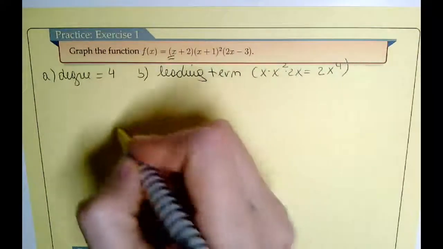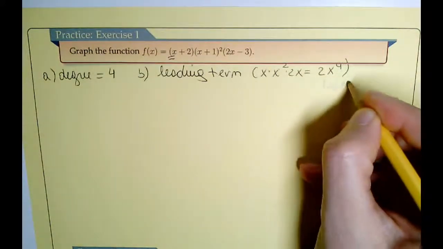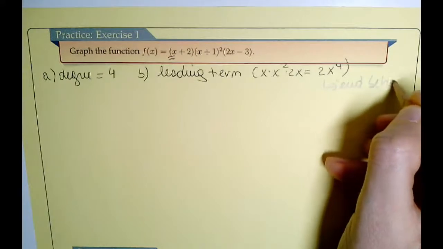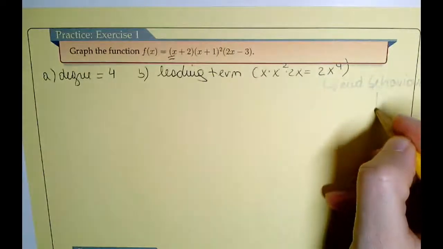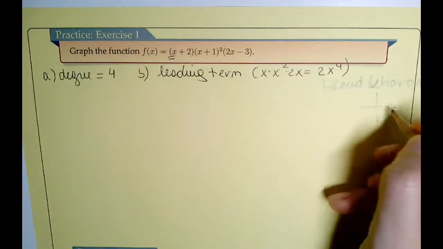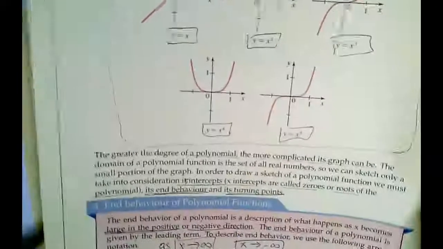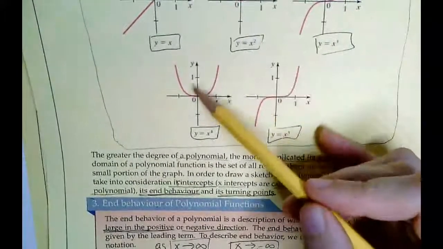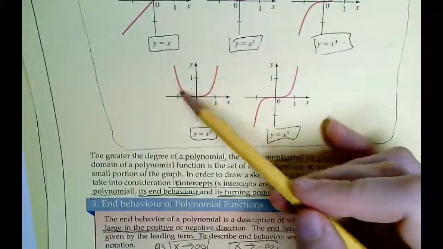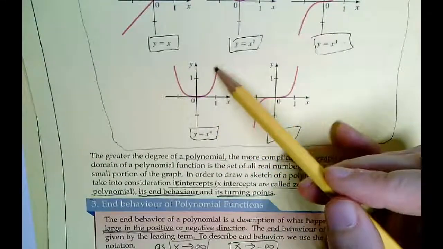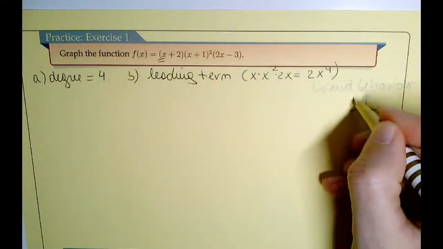So to graph, I know that this is giving me the end behavior. So the end behavior, 2x to the fourth. I know 2x to the fourth is going to be like this, right? So it comes like this. So the leading term is positive, so it's going to start from here and then come down and then come back up.